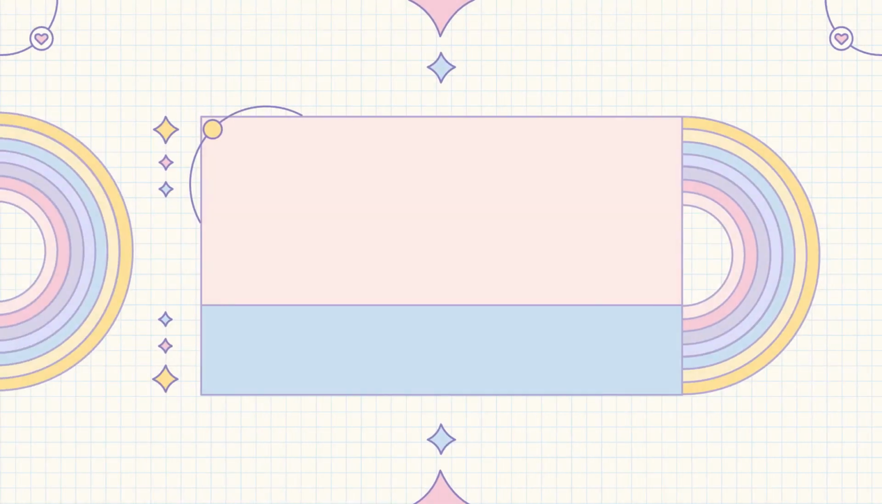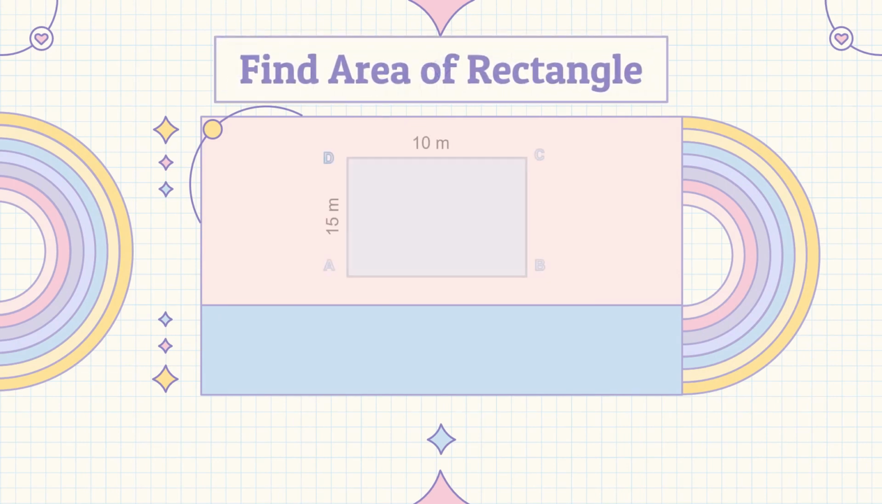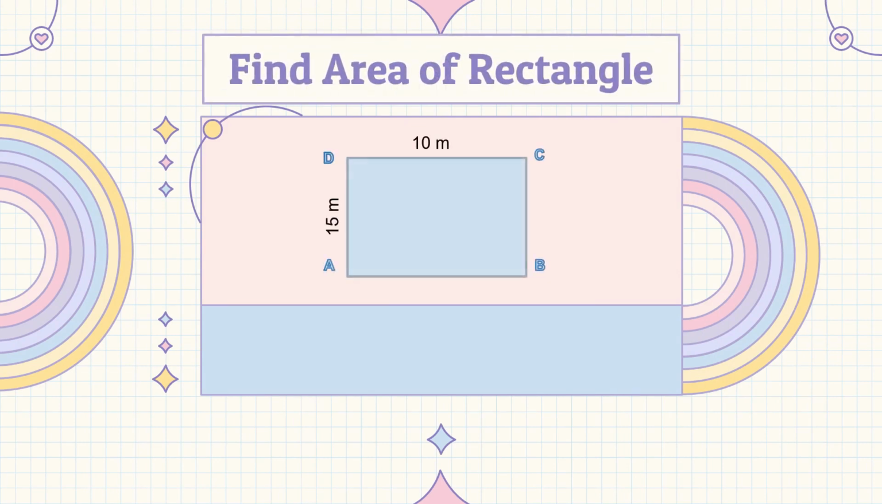After we get the area of the rhombus, we have to find the area of the rectangle. You must have studied that the area of a rectangle equals length times width. Okay, we can directly calculate the area of the rectangle, that is 10 times 15. So, the area of the rectangle is 150 square meters.